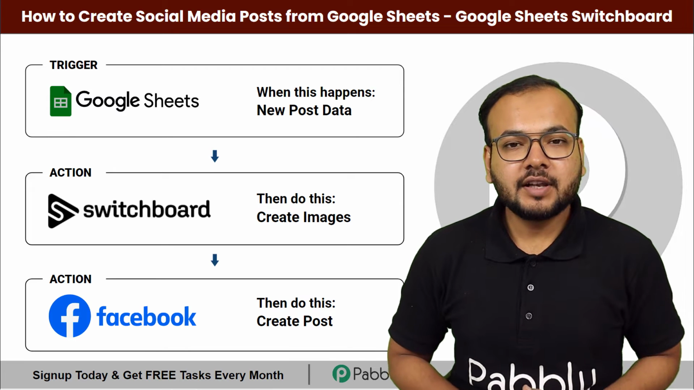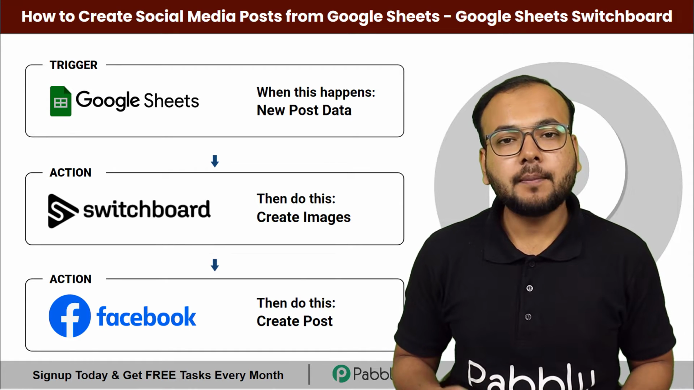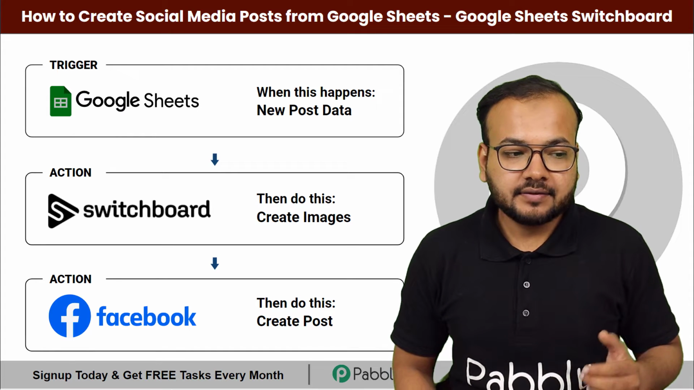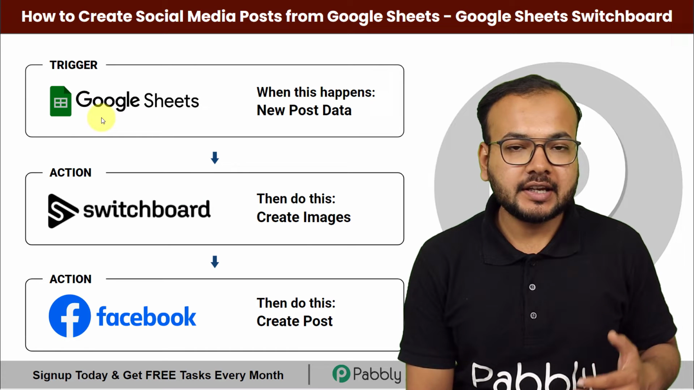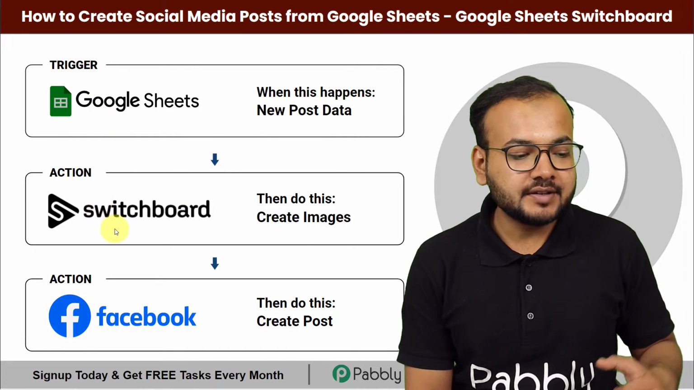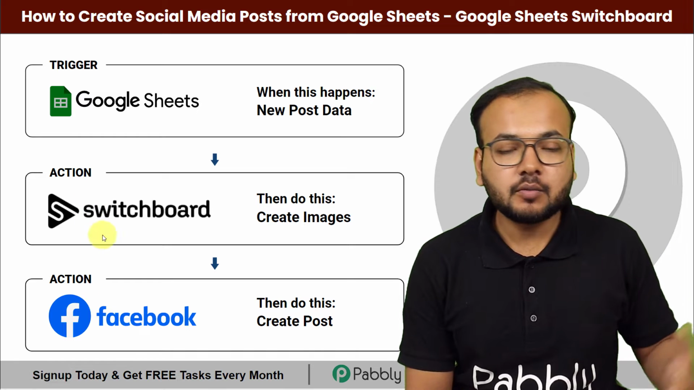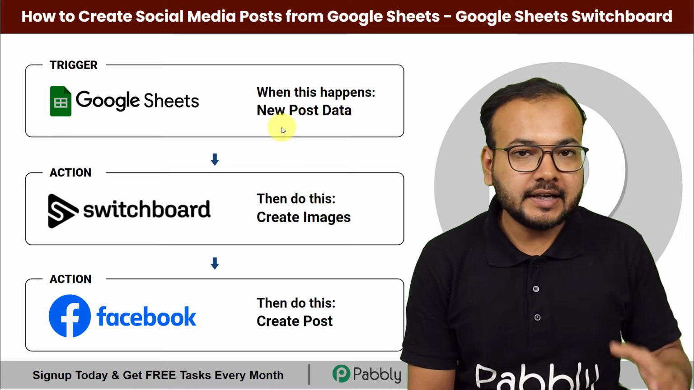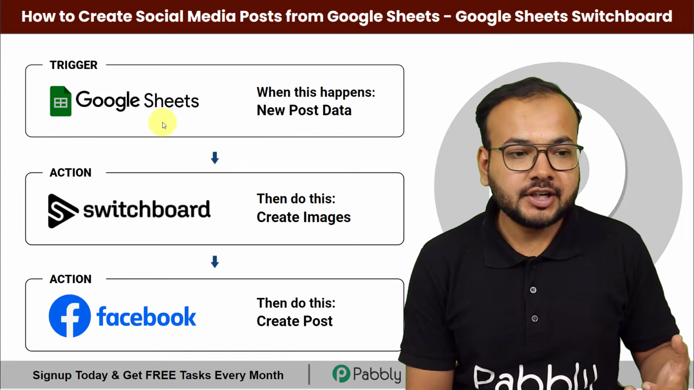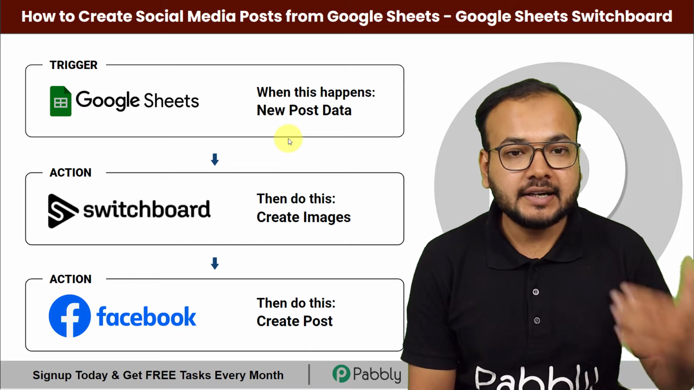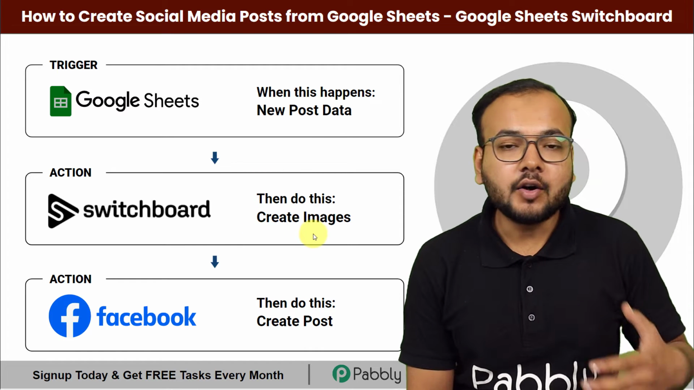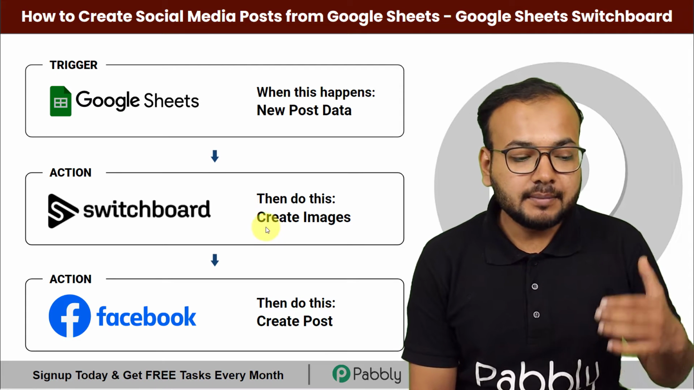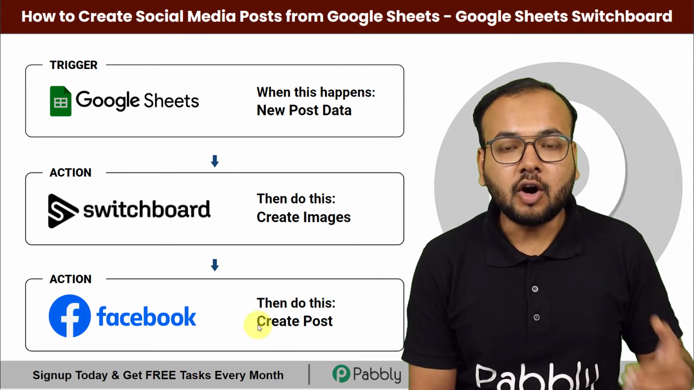Guys, in this video, you will learn how you can create social media posts directly and automatically from your Google Sheets. So guys, for this, we are connecting Google Sheets in the trigger and Switchboard Canvas and Facebook applications in the action modules of the automation workflow. And here you just have to add the data of your post in the spreadsheet here in Google Sheets application, and according to that data, images will be created automatically using Switchboard Canvas application, and the same images will be shared as a post in Facebook automatically.